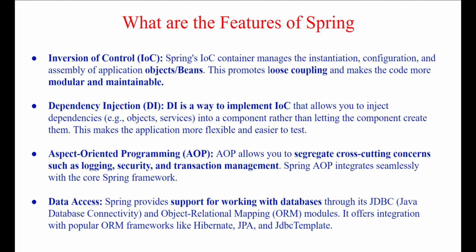How to implement IOC in Spring is dependency injection. So dependency injection is a way to implement inversion of control, which allows you to inject the dependency of one object into another, thereby making our application loosely coupled, more flexible and easy to test. Thereby also making sure that we are not going to lose any of the beans if the parent bean is destroyed, because all the beans are independently created and managed by the Spring container for us. We do not create any bean as a part of any parent.